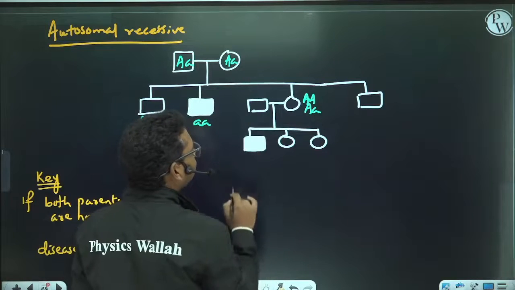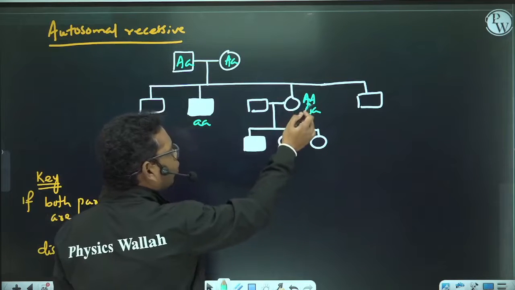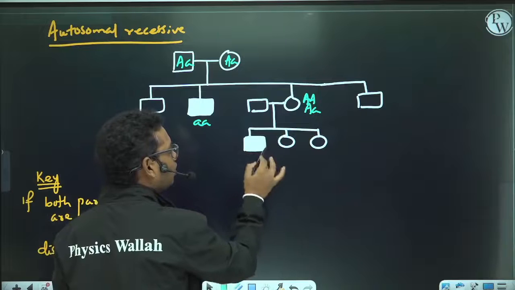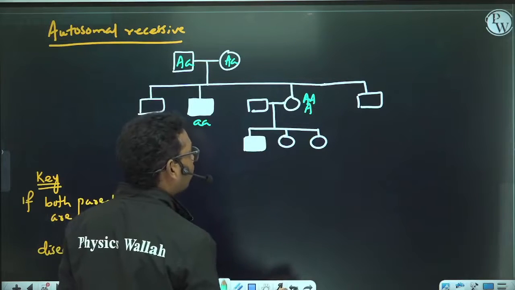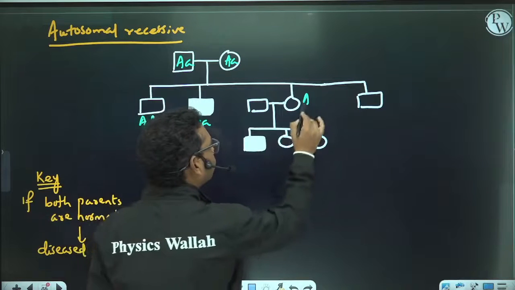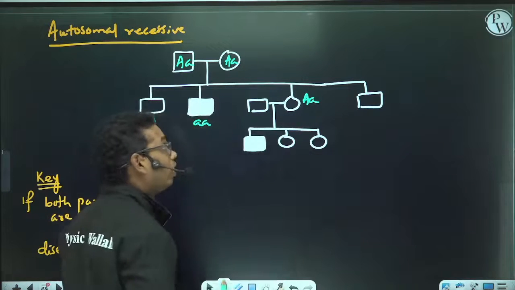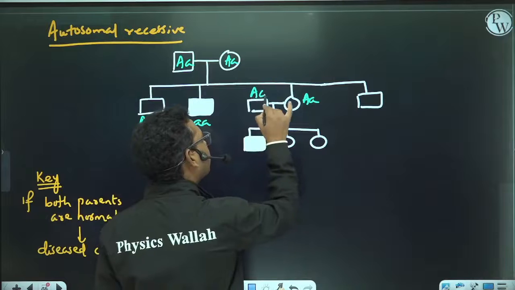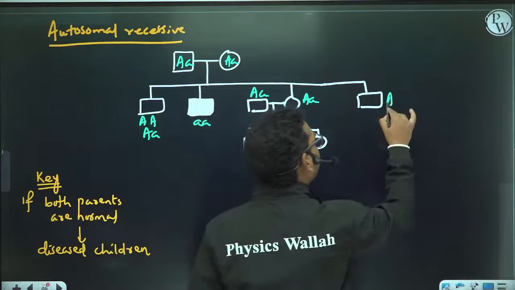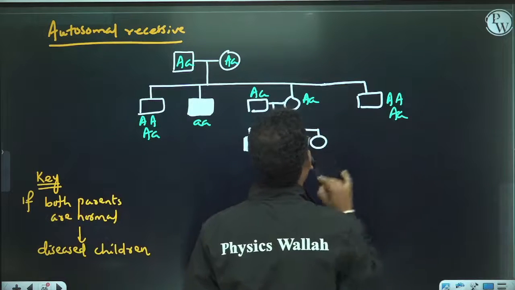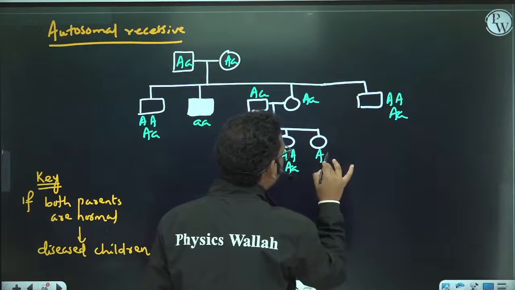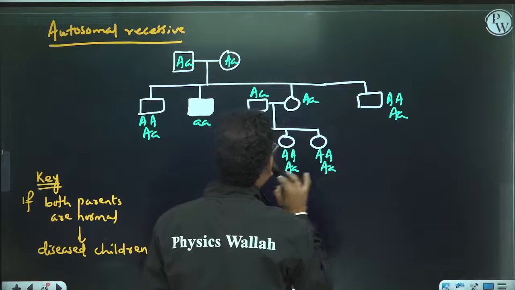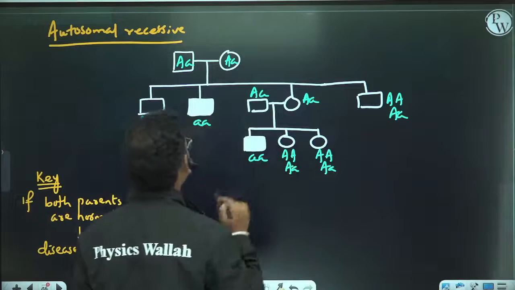Okay, and can I take capital A only? No, I cannot take, because here the diseased individual is present. So I will take capital A, small a only. Capital A, small a I will take, and this one will also be capital A, small a, and this one can be capital A or capital A, small a. This one can be capital A or capital A, small a. This one will be capital A or capital A, small a. This one is small a, like this.